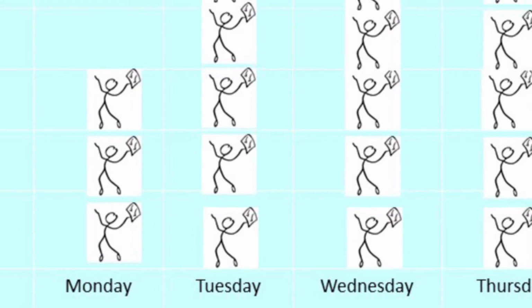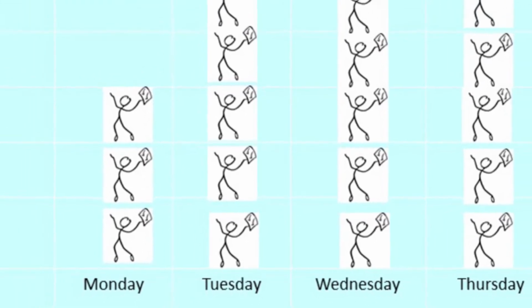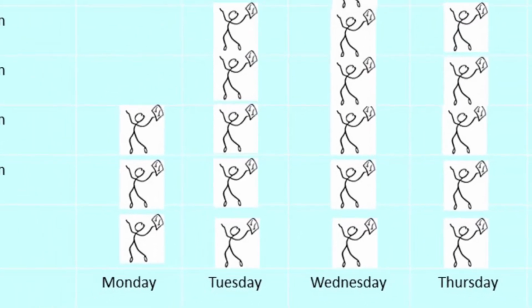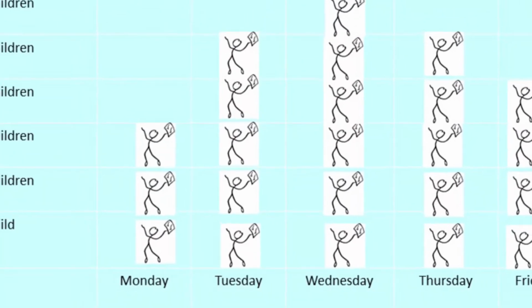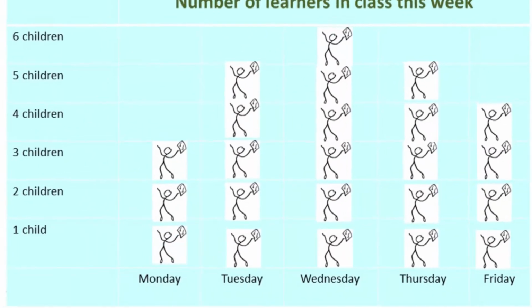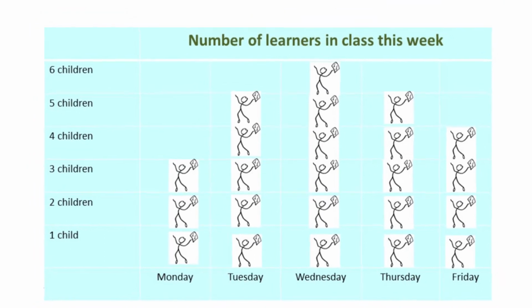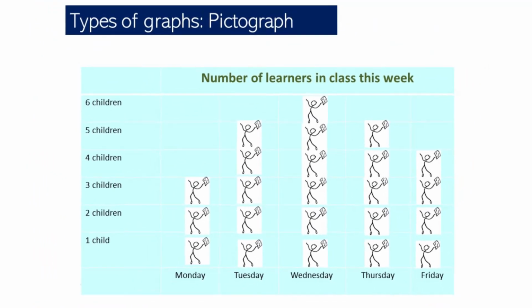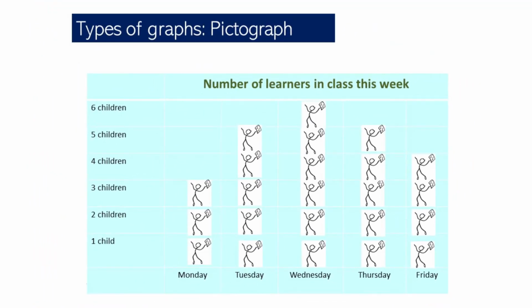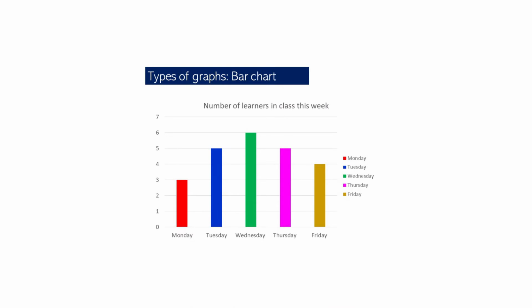Tell learners that they would by now have noticed that there are many different types of graphs. We are going to look at some of the most common ones. The first one is a pictograph. A pictograph shows information in a picture form, like this graph using pictures of children to show how many attended class this week. The second type of graph that is often used is a bar graph.